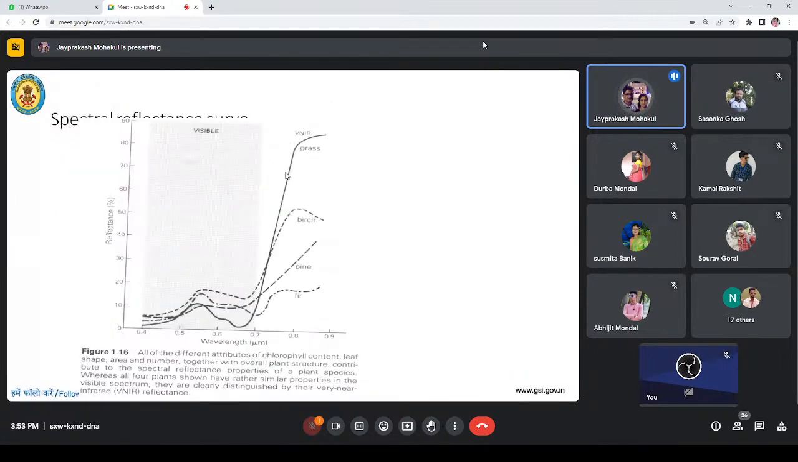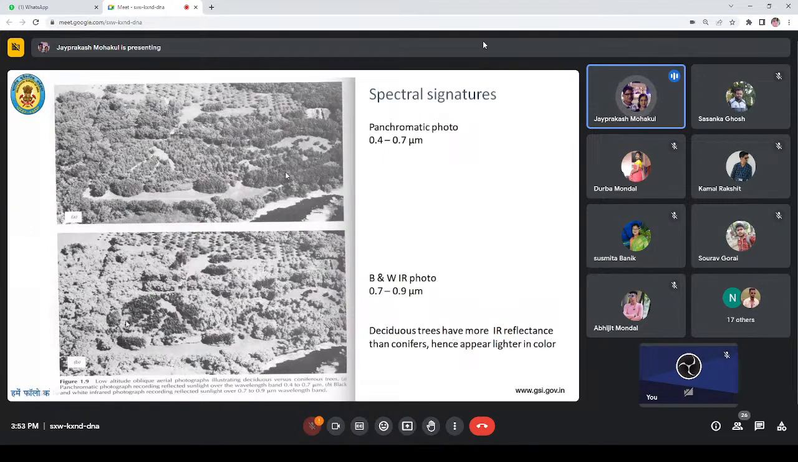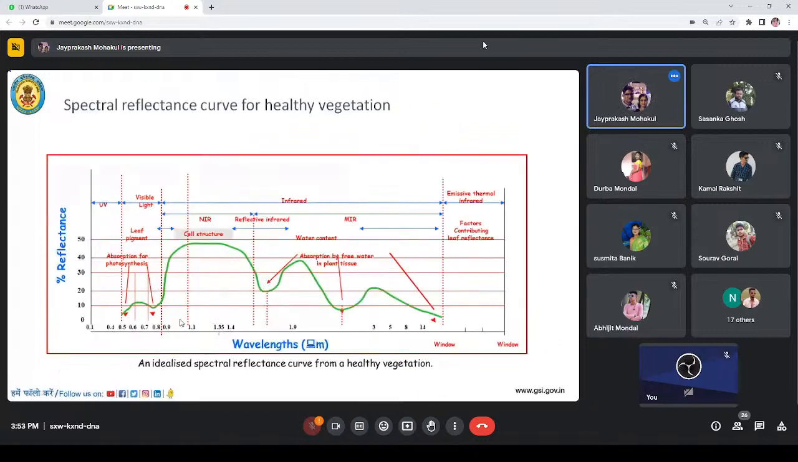So when I make a NIR image in grayscale, the deciduous trees look brighter in comparison to the conifers, right? So this is how it is dependent. I mean, why the vegetation has a higher reflectance in NIR.